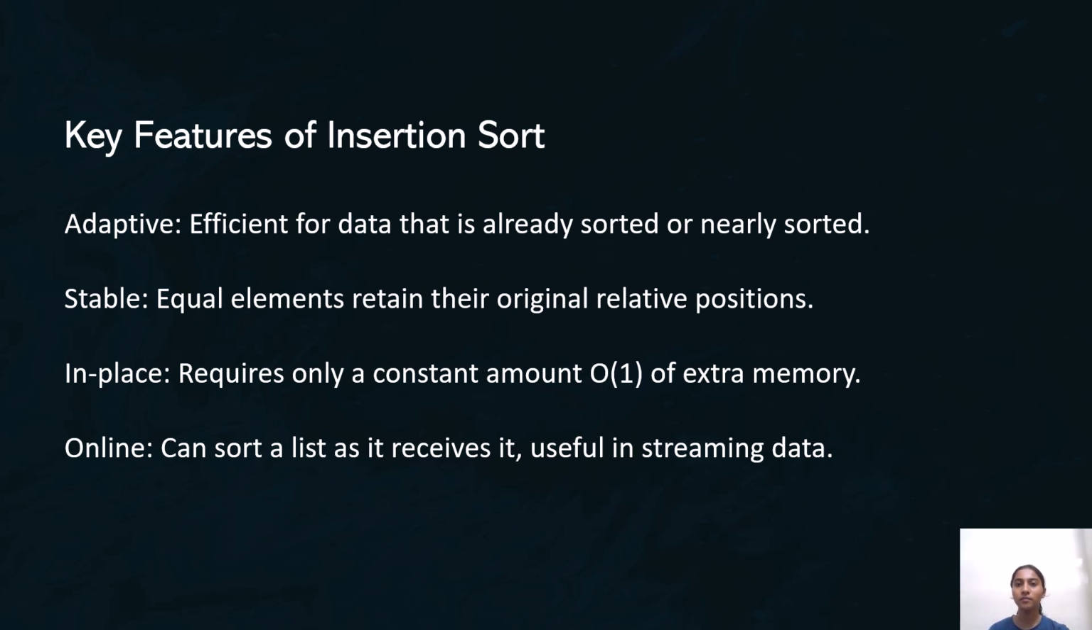Third one is in place. It does not use extra memory. It sorts the list within the same space. Example of this is, imagine sorting books on a shelf without needing a second shelf. And the fourth one is online. It can sort data as it comes in. No need to wait for the entire list, like arranging cards one by one as you draw them from a deck.